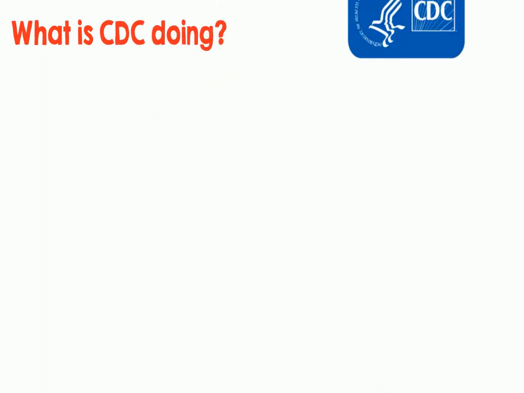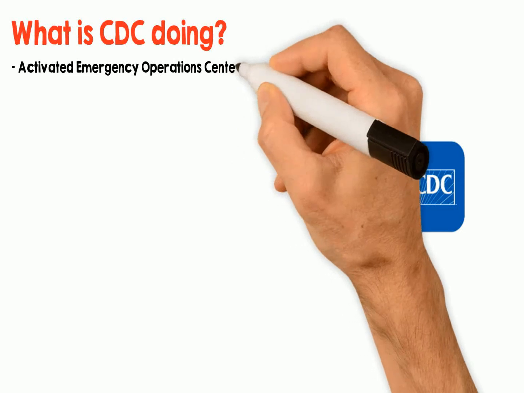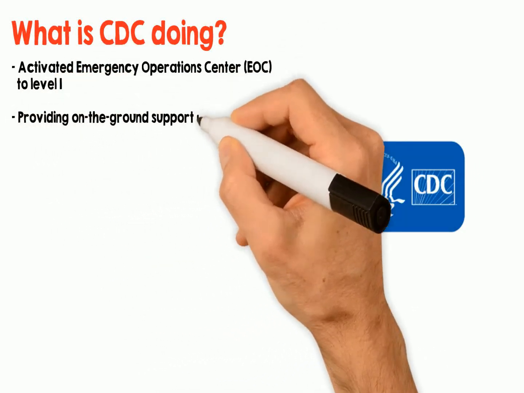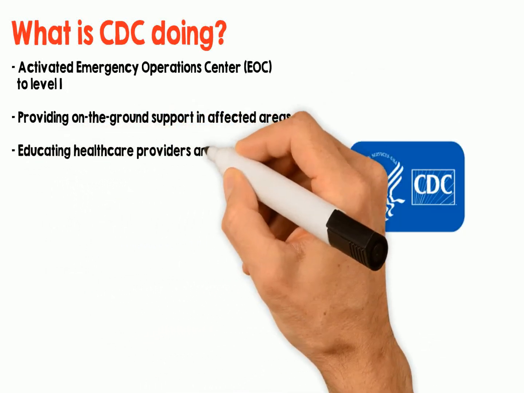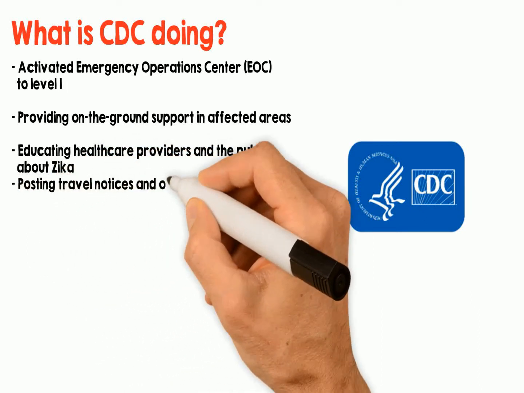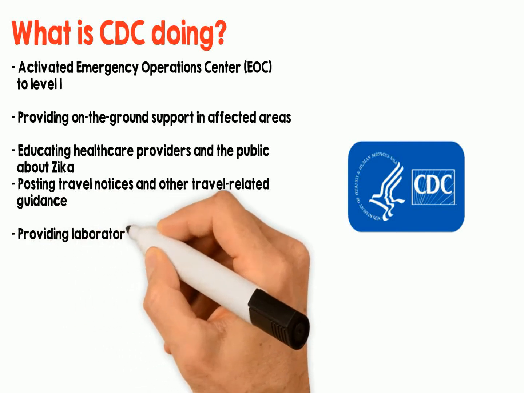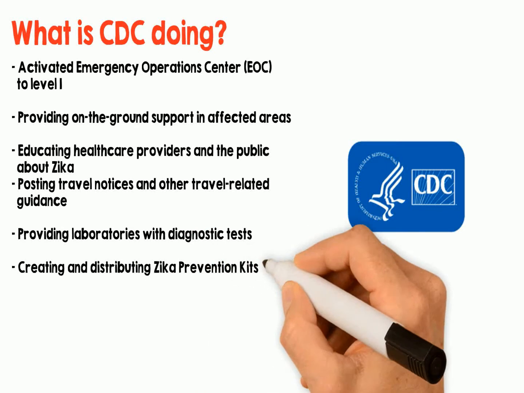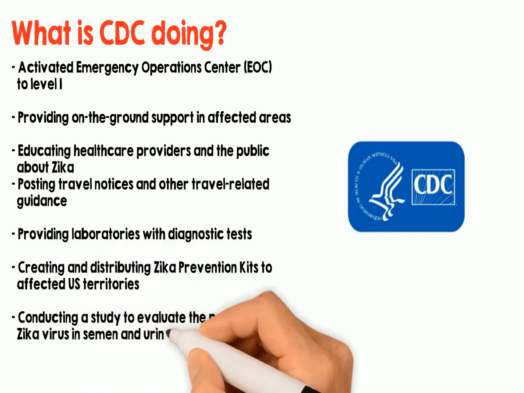What is CDC doing? Activated Emergency Operations Center, EOC, to Level 1. Providing on-the-ground support in affected areas. Educating healthcare providers and the public about Zika. Posting travel notices and other travel-related guidance. Providing laboratories with diagnostic tests. Creating and distributing Zika prevention kits to affected U.S. territories. Conducting a study to evaluate the persistence of Zika virus in semen and urine among male residents of the United States.